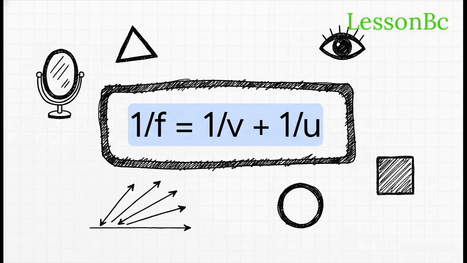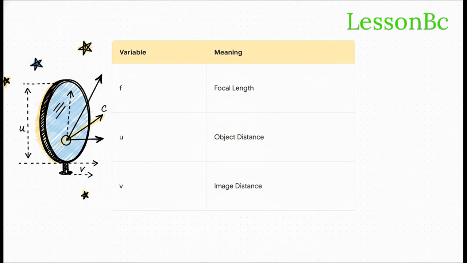It connects the focal length of the mirror to where the object is and where the image will show up. Just those 3 little variables can tell you almost everything you need to know. So let's quickly break down those letters. F is that focal length we just talked about. U is the distance of the actual object from the mirror. And V is the distance of the image from the mirror. The beauty is, if you know any 2 of these, you can always find the third.